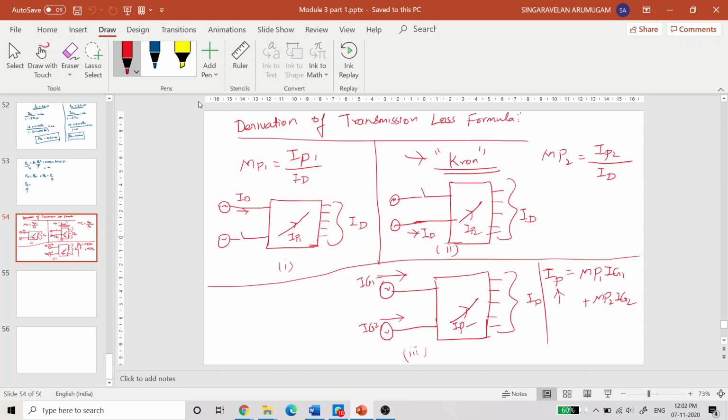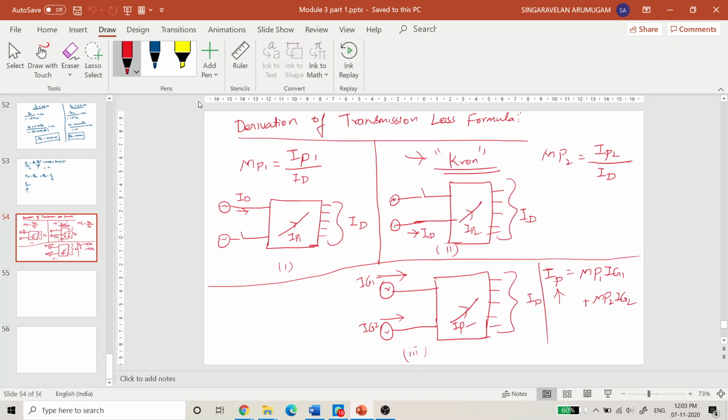This entire box is nothing but the transmission line, and all the lines are converted into a single line, and the current through this line is IP1. So in this first case only generator 1 is turned on, and the current flowing is IP1 divided by ID, which is nothing but MP1.